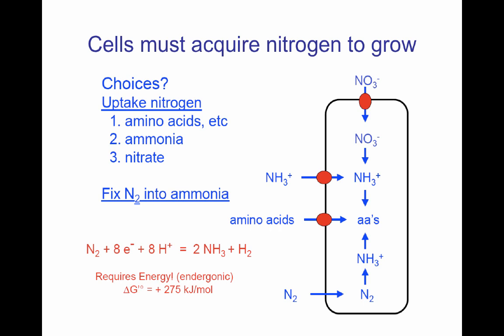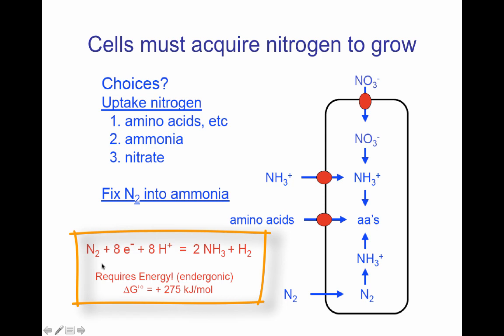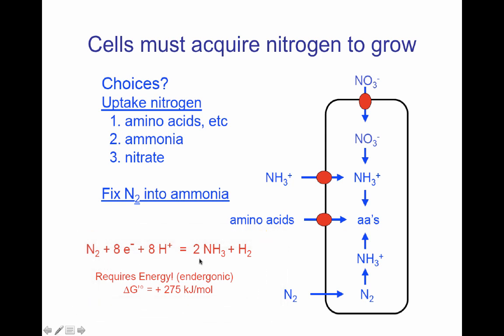Now here's the reaction in which nitrogen fixation is used to bring that nitrogen back into the biological system. The problem with this reaction, shown over here, where you have nitrogen gas, is that you're going to require a lot of electrons and protons to get two ammonia molecules and a hydrogen gas. It requires a lot of energy. It's an endergonic reaction, so it's going to have a positive delta G naught of 275 kilojoules per mole.